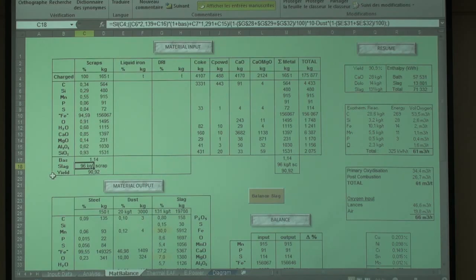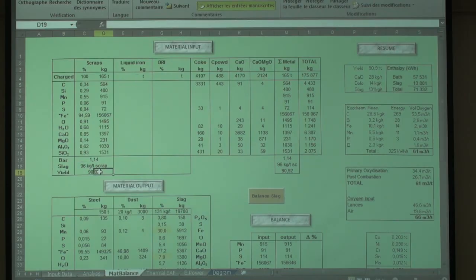Rebar, construction steel. So for rebar, I just need 1.8 basicity because tapping temperature is low. So the scrap yield doesn't depend only on the scrap analysis. It also depends on the metallurgical practice in the furnace.